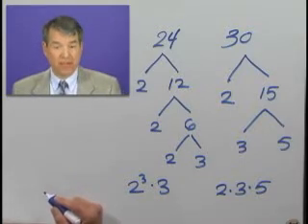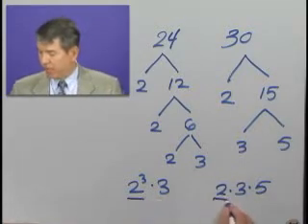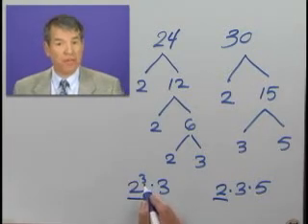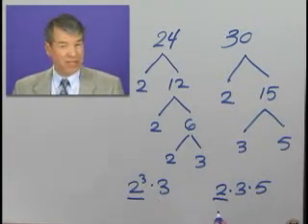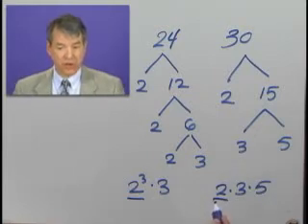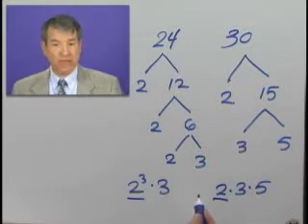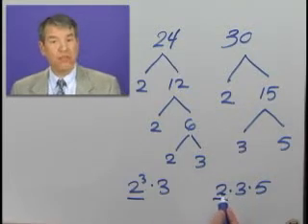They have two numbers in common. Both of them contain factors of 2. In the case of 24, there's 3 of them. But in order to be common, in order to be shared with 30, 30 has only one of them. So my greatest common factor will include a 2.